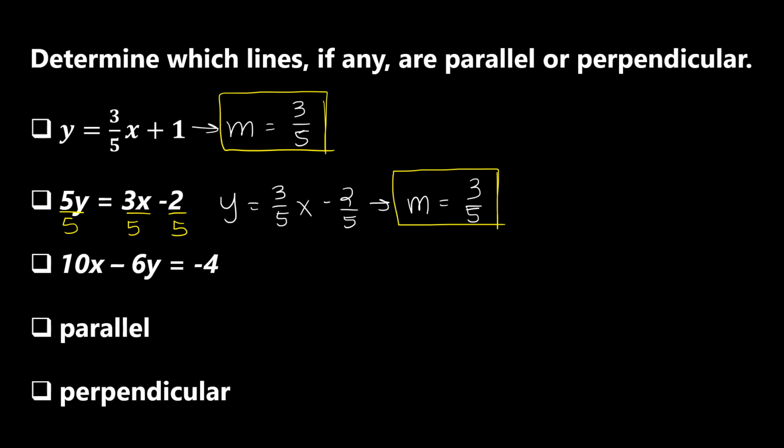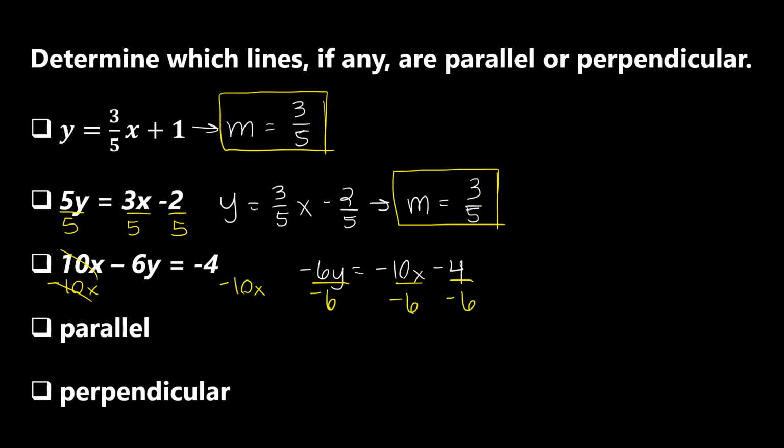This last line, though, is not in slope-intercept form, so we have to do quite a bit more work. The first thing we have to do is solve for y, and we can do that by subtracting 10x on both sides. That leaves me with negative 6y equals negative 10x minus 4. We're going to go ahead and solve for y by dividing everything by a negative 6.